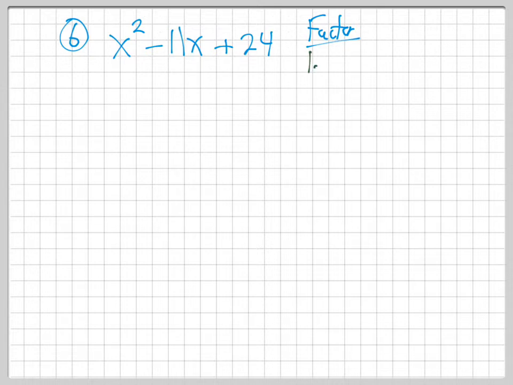So step number 1 is look for GCF. Is there a GCF there? Is there some number they all have in common? No, the x squared doesn't even have a number in the front. Is there some letter? Do they all have the same letter in common? No, the 24 at the back doesn't even have letters. So no. Skip that. Go right on to step 2.